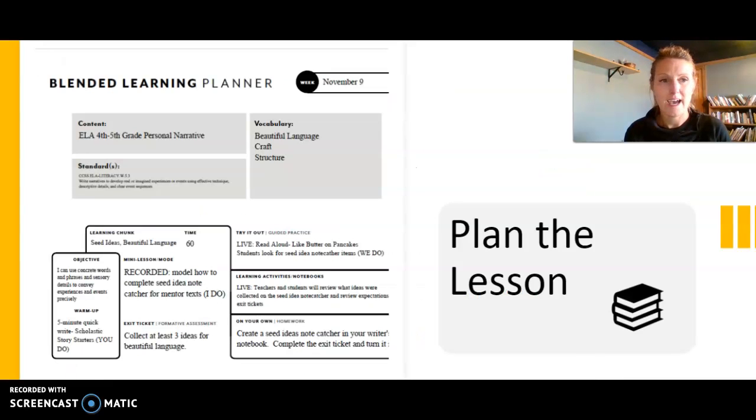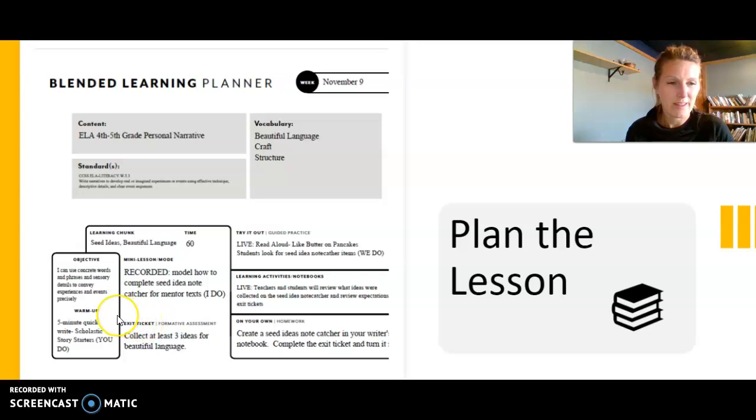So here is that blended learning planner that I shared with you a few weeks ago. I'm sure you have a lesson planning model that you really like. This one I think is very easy to use because I can go ahead and find, okay, what's my mini lesson going to be, and am I going to go ahead and record that? That's the I do. And then also I've got the we do is that we're going to read a book together, and then the students are going to go ahead and set up their writer's notebooks, and then I also have my exit ticket here.